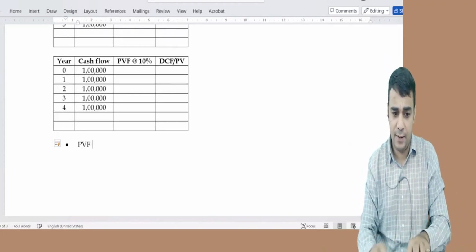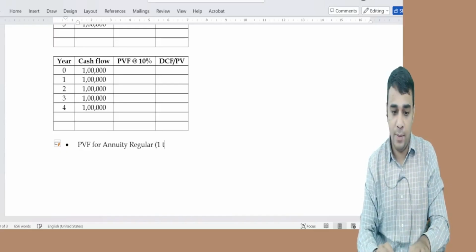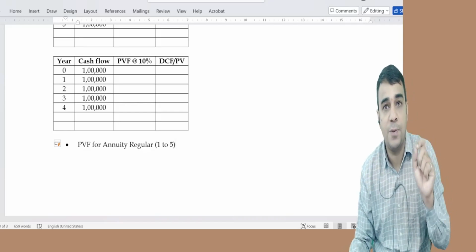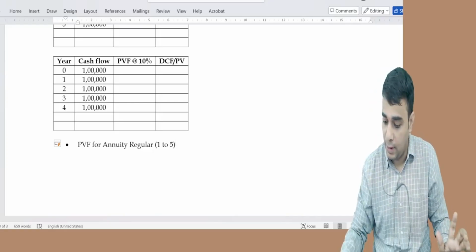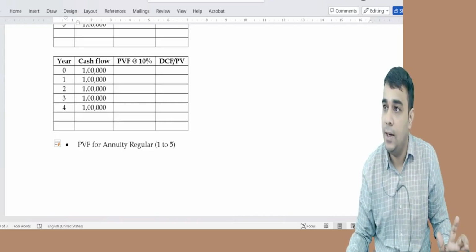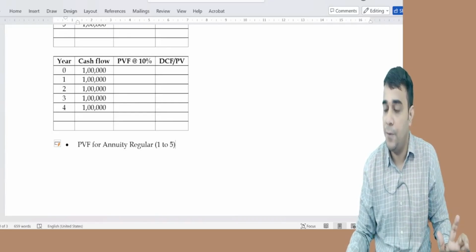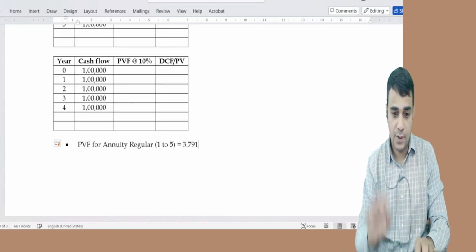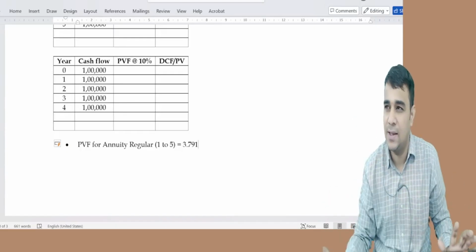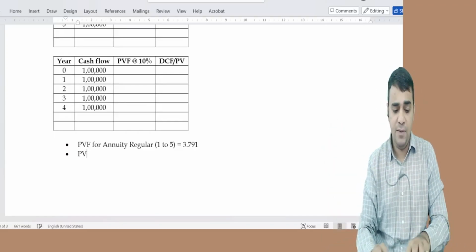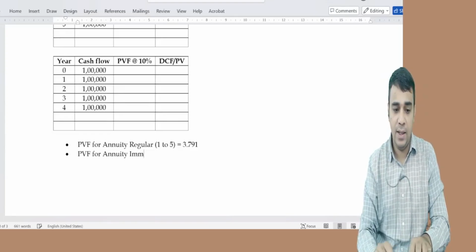Present value factor for annuity regular. Annuity regular means 1 to 5. You have to get the factor for which period? 1 to 5. How will you do in the calculator? 1 divided by 1.1 equal to, first year, second year, third year, fourth year, fifth year, and a GT button. What's the number you get? 3.791 or 79. I normally do 3 decimals. So that's okay. As we proceed, you'll understand. 3.791.